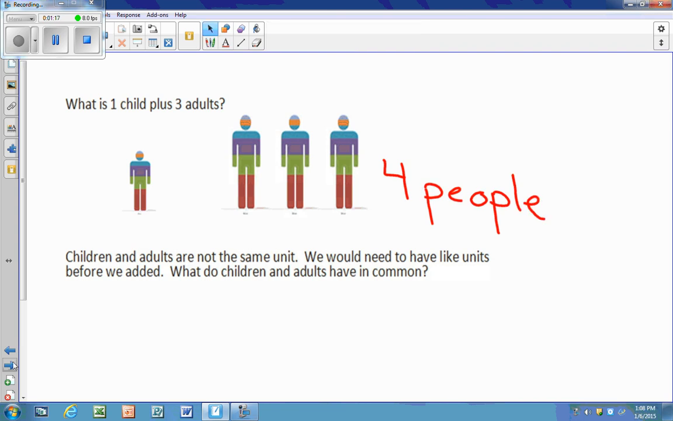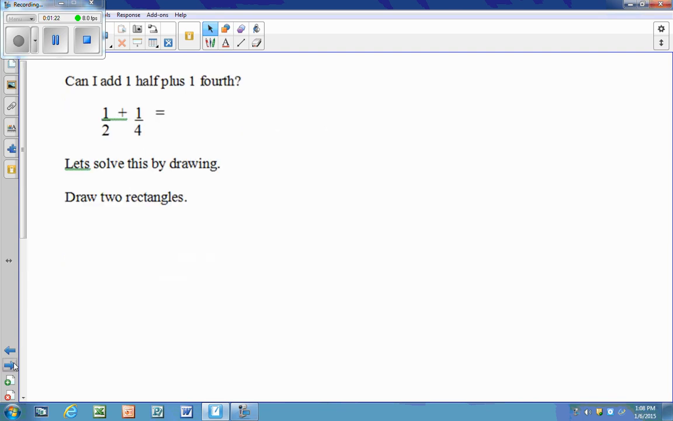It works the same exact way when we work with fractions. So we're going to talk about how to solve addition problems with fractions, but we must use pictures. Today is the day about pictures. So when I first look at can I add 1/2 and 1/4, what I notice is that my units are not the same. They are unlike units. And when they're unlike, I can't add them. So in order to be able to add them like I added the children and the adult, I had to make the same unit of people. I need to somehow make the same unit.